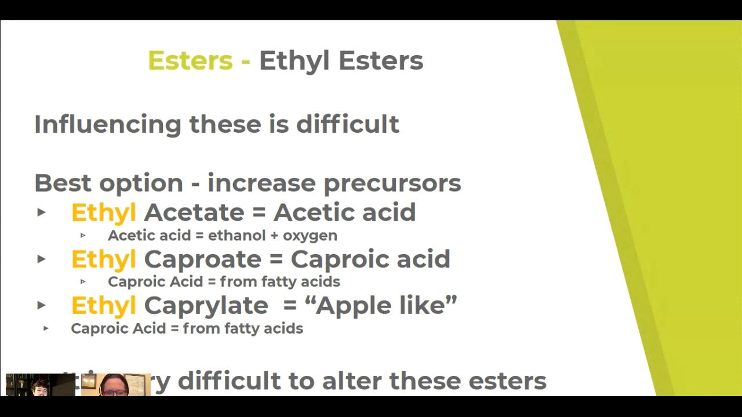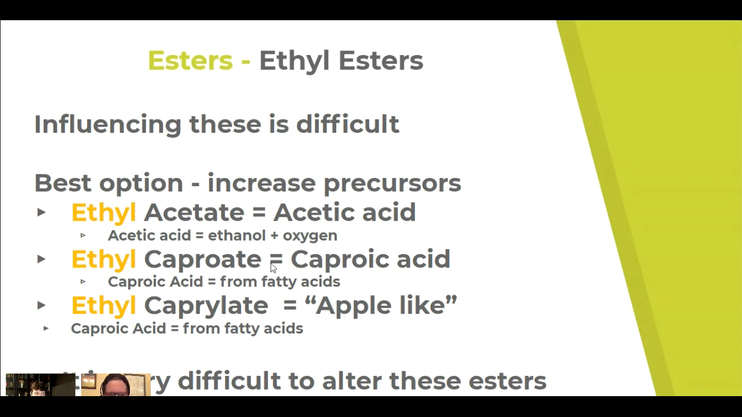I know. Now, increasing these is difficult, and this is where it gets very complicated. The best option here often is to just increase the precursor. So if we look at ethyl acetate, the acid we're working with here is acetic acid. We do know that when we increase oxygen rates to yeast cells, they do produce more acetic acid. Oxygen is actually required for acetic acid, which is one of the reasons why we typically see this increase. Anecdotally, we see an increase with open ferments, or more oxygen being provided.